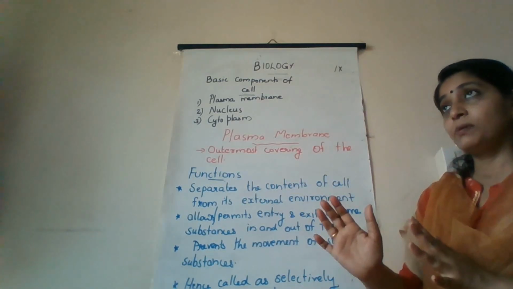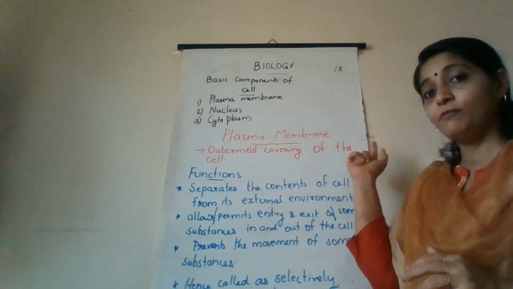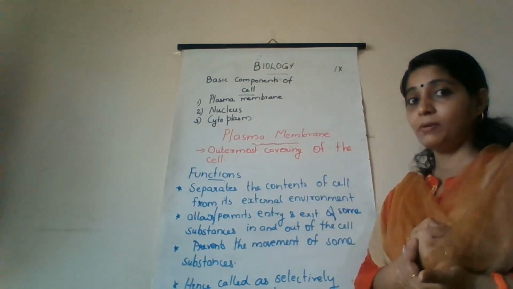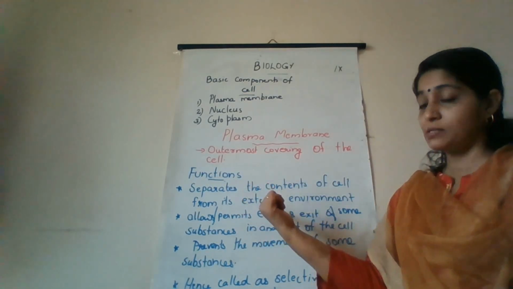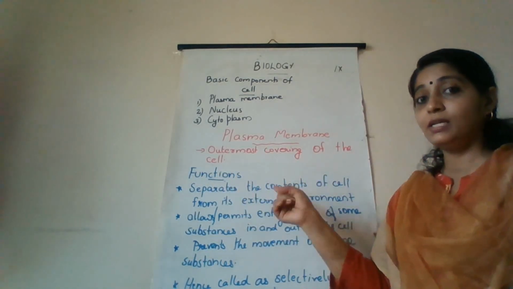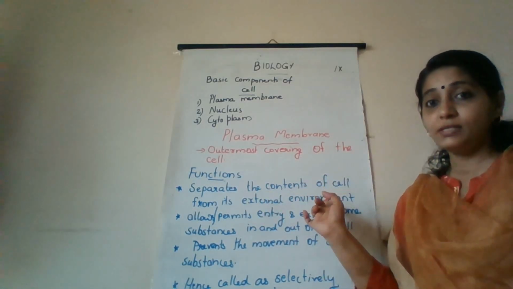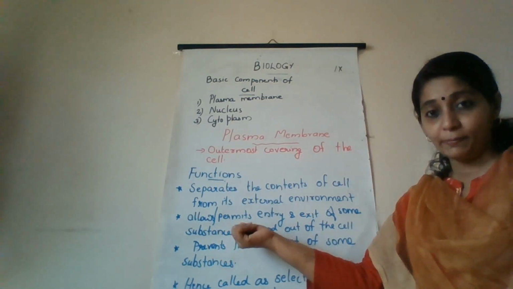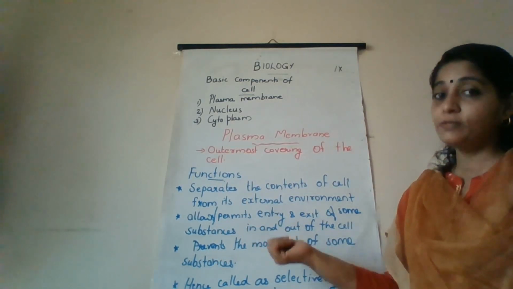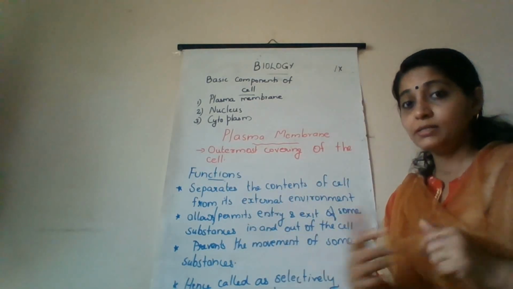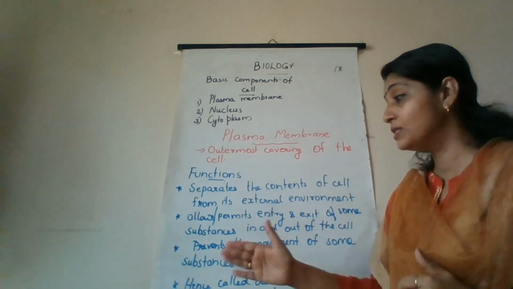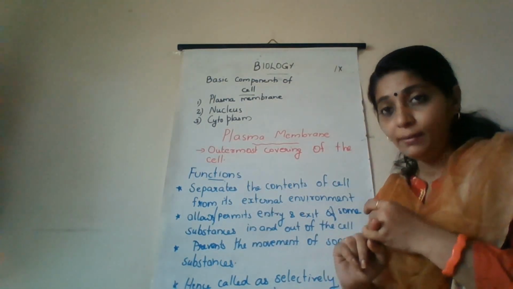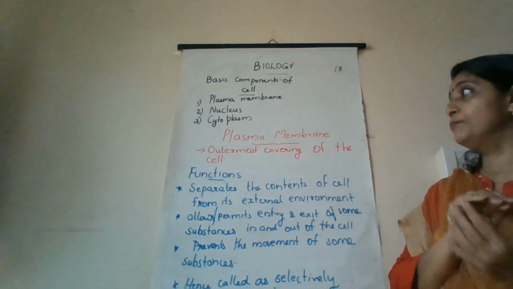So what is plasma membrane? We'll just see once again. Plasma membrane forms the outermost covering of all the cells. Both plant cells and animal cells have the plasma membrane. Now we see the functions of plasma membrane. The first function is it helps to separate the contents of the cell from the external environment. Second, it allows entry and exit of some materials in and out of the cell, and it prevents the entry of some materials, and hence it is called selectively permeable or semi-permeable membrane. So these are the main functions of plasma membrane.